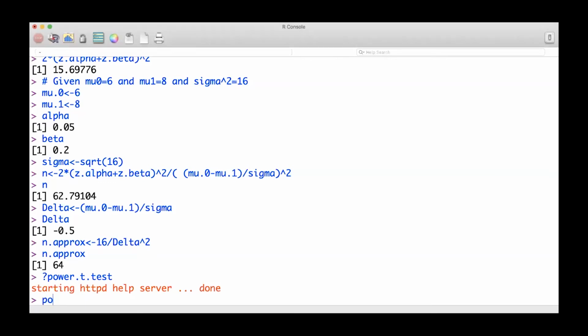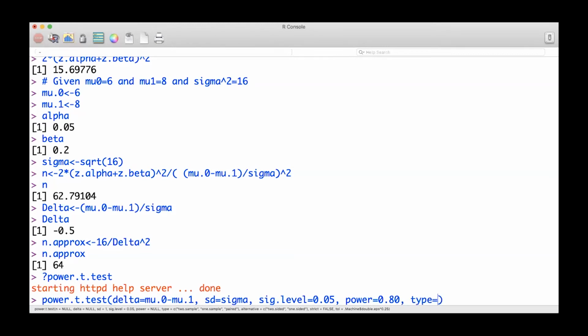All right, so let's look at it for this particular example. We're going to say power.t.test. Our delta value is our mu naught minus our mu 1. Our SD is stored in our sigma variable. If we want to specify that the sig level is 0.05, we can, just to make sure everything that we've specified is accurate. Our power is 0.8. I'm going to go ahead and specify everything so you can see all of the details.